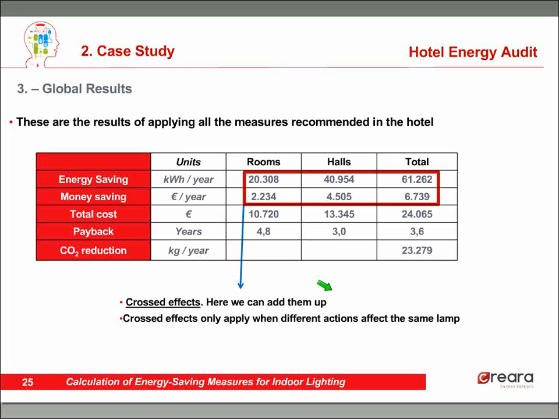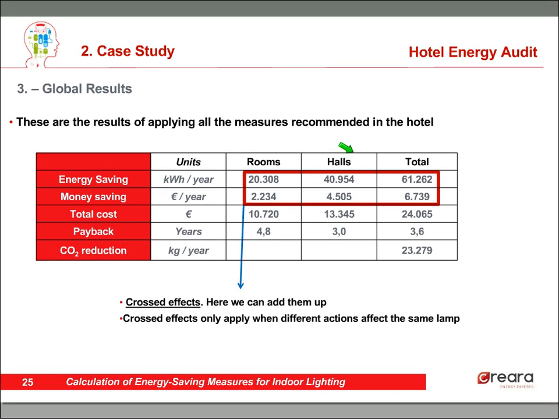And finally, we're going to add both rooms, the rooms and also the halls. Here we have the results we have seen for the rooms when we changed halogens by LEDs, and the halls when we changed fluorescent by LEDs and also installed detectors. The energy saving for the rooms is 20,000, for halls 40,000, combined 61. Here we can add them up.